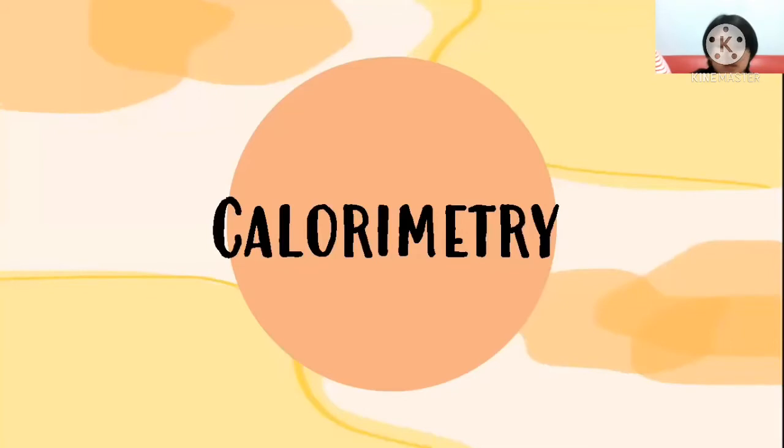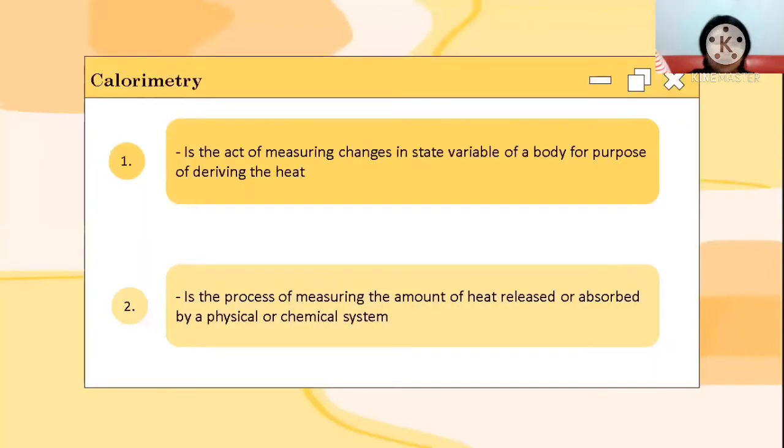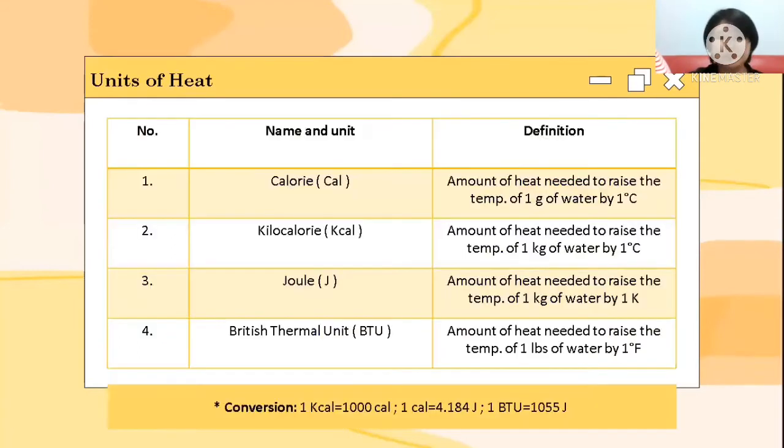Into the next subtopic. The second one is calorimetry. What is calorimetry, you asked? Calorimetry is the act of measuring changes in the state variable of a body for the purpose of deriving the heat. Also, the process of measuring the amount of heat released or absorbed by a physical or chemical system.